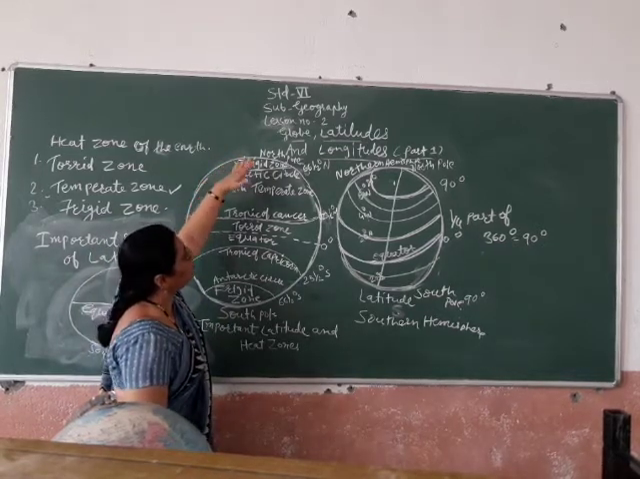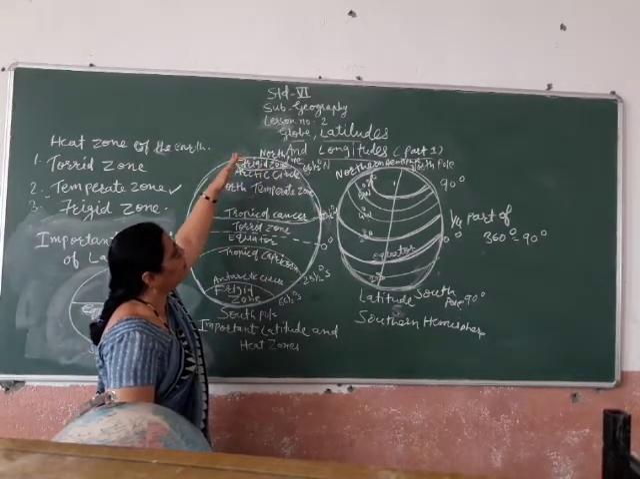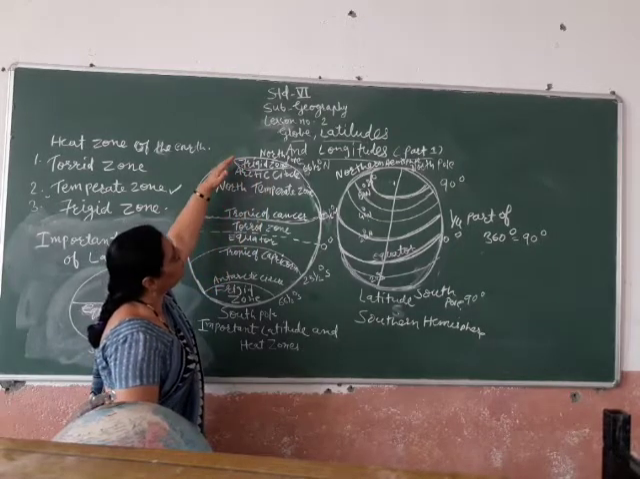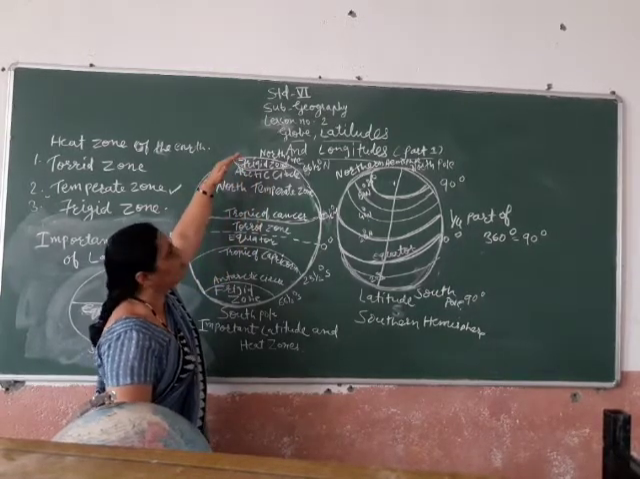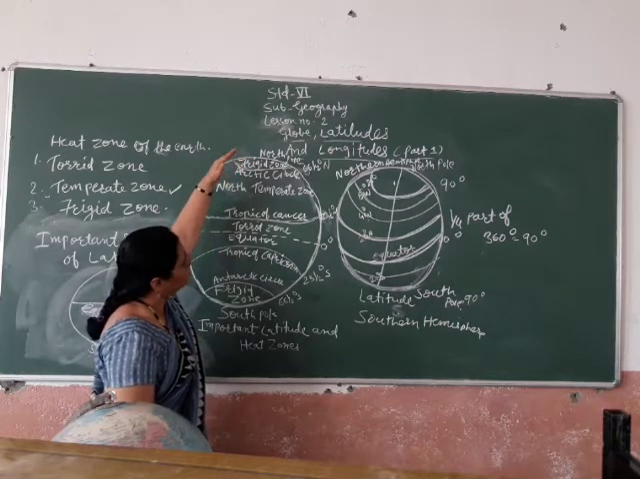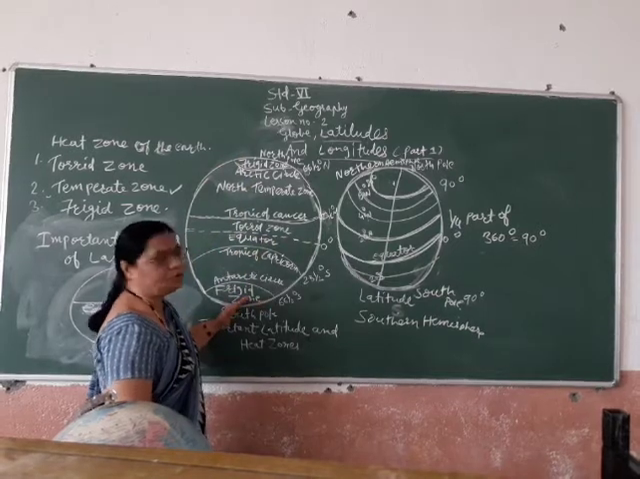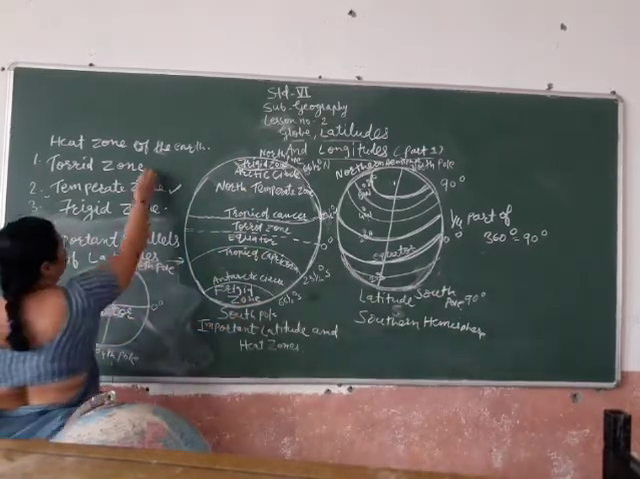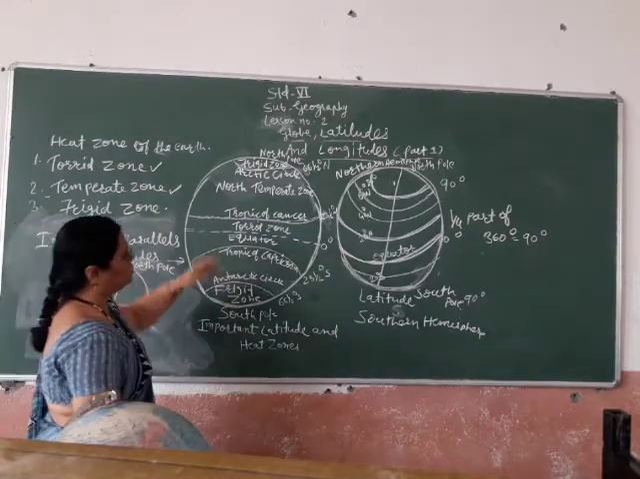Here ice is spread and the temperature is below 0 degrees Celsius. Why? Because here it is too cold. This frigid zone on the north pole is very cold, and the south pole frigid zone is also very cold. Now the torrid zone. What is meant by the torrid zone?